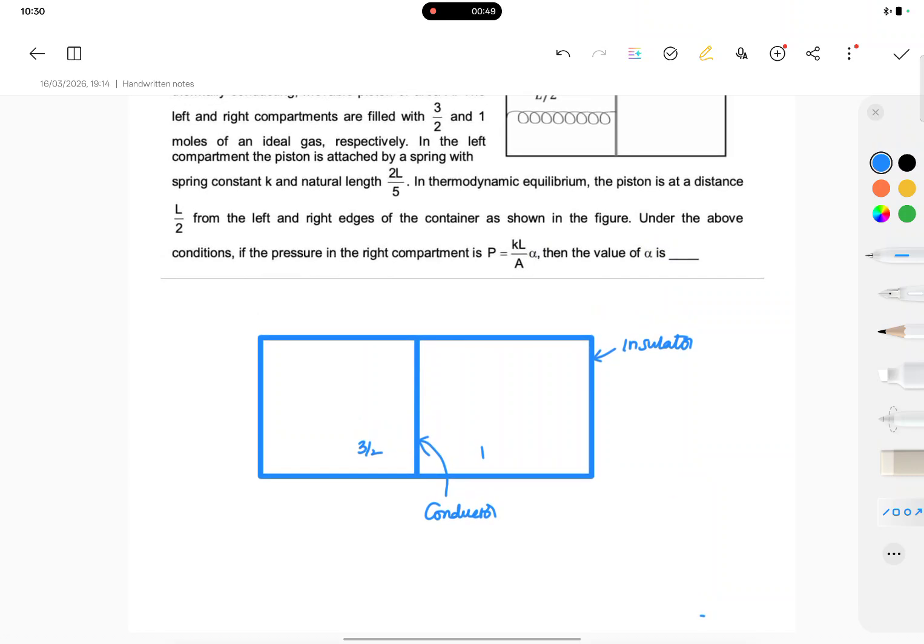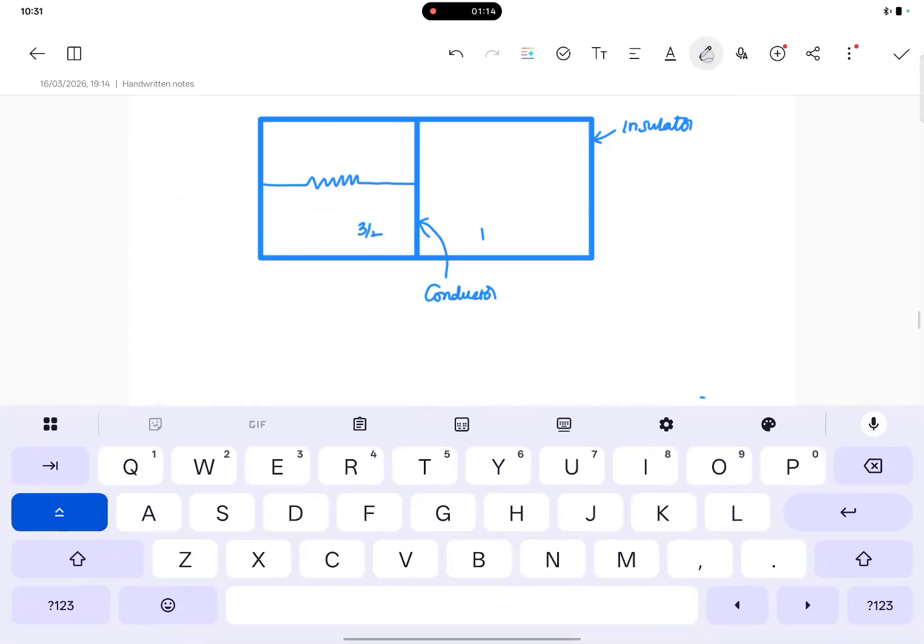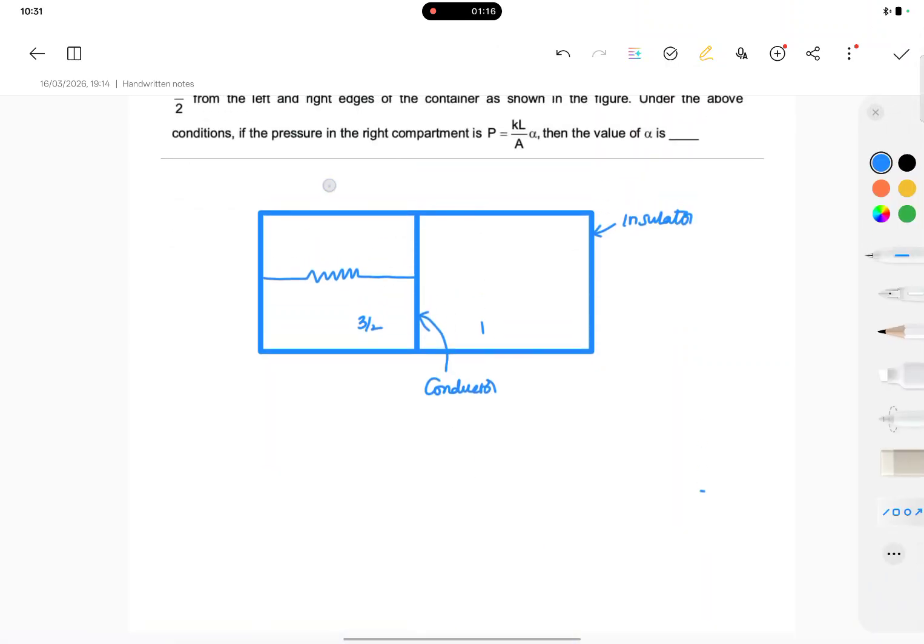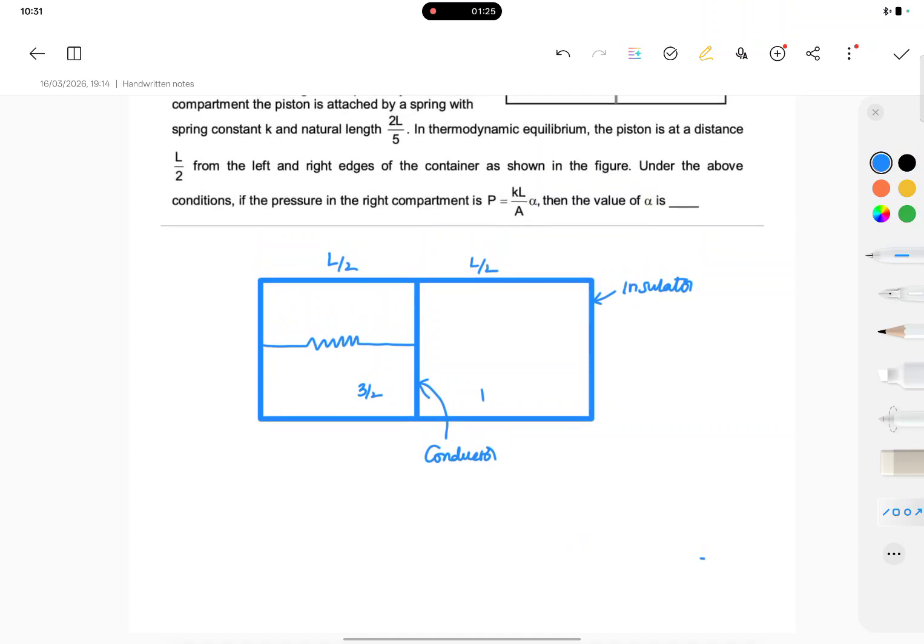In the left compartment, the piston is attached by a spring with the spring constant K and natural length 2L by 5. So there is a spring attached in the left container of natural length 2L by 5. In thermodynamic equilibrium, the piston is at a distance L by 2 from left and right edges of the container as shown in the figure. So from the left, the distance between the piston and the left edge is L by 2. So this will also be L by 2. Which means here the piston has moved.